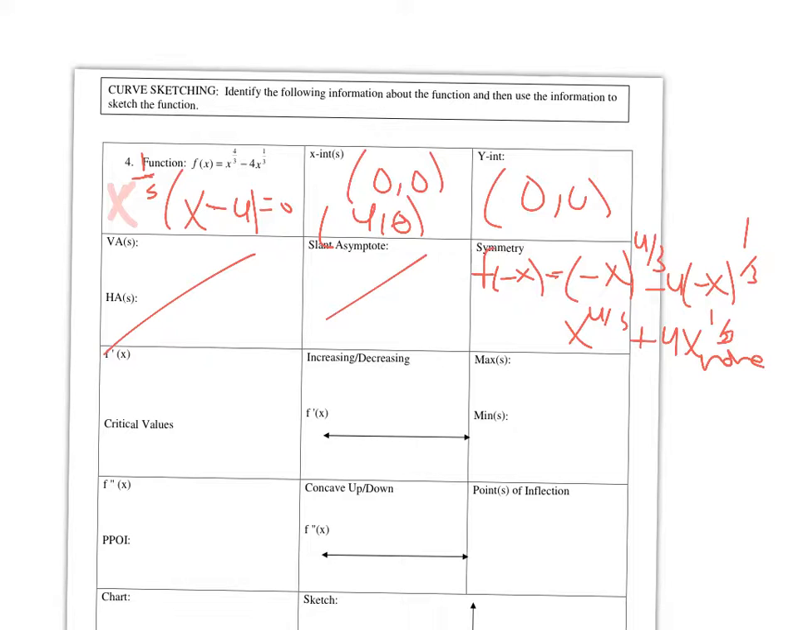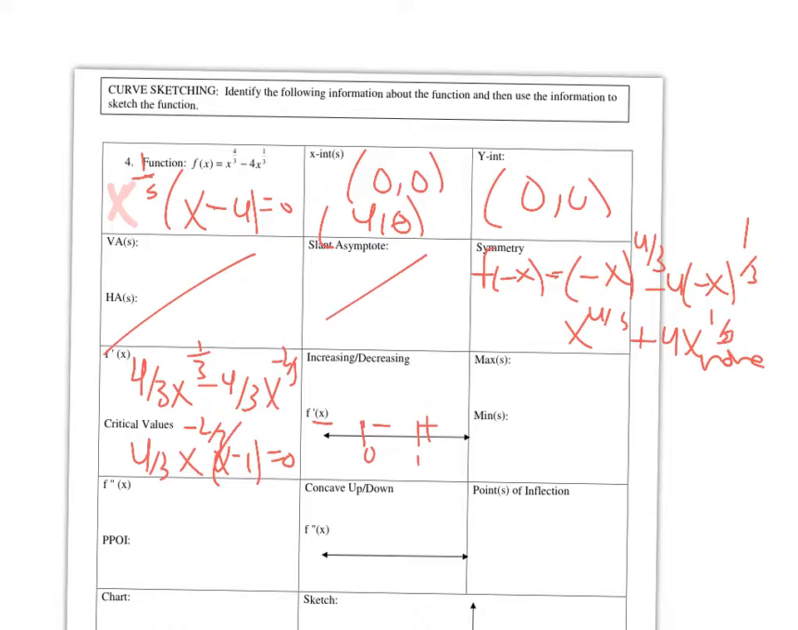Our derivative was 4/3 x to the 1/3 minus 4/3 x to the negative 2/3, and when you set that equal to 0, you factor out 4/3 x to the negative 2/3, always your lowest power, which in this case is the most negative. So you end up with 0 and 1 for your critical values. I showed you a little shortcut in class to get those in your calculator pretty quickly, but you should end up with negative, negative, and plus. And remember, you're plugging those into your first derivative to test around.